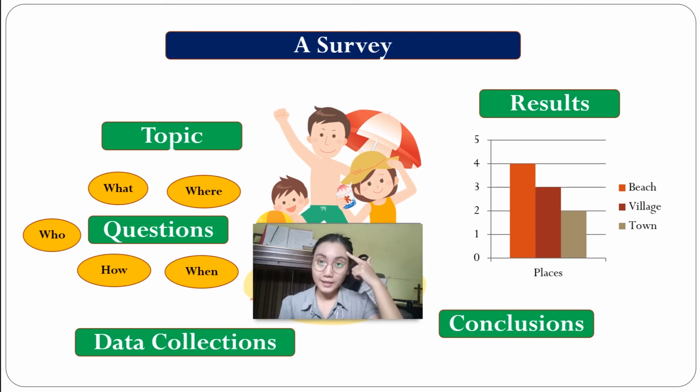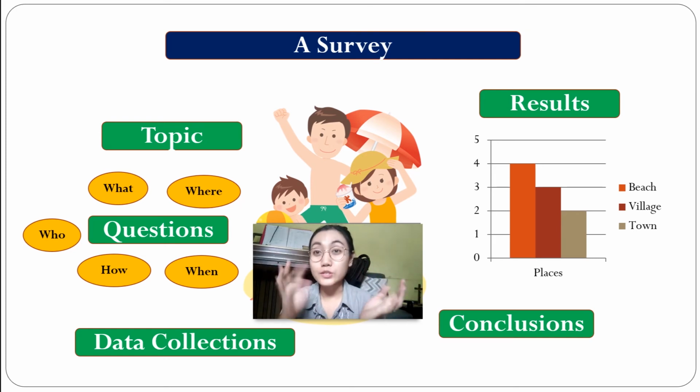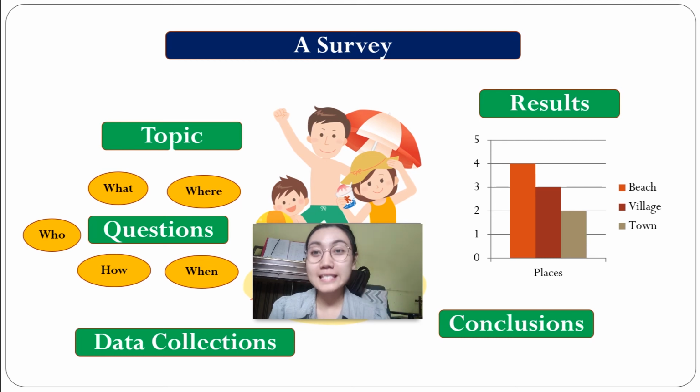After thinking about the topic, now prepare all of the questions. Tadi topik kita tentang apa? Where my friends went on holidays. So, kita sudah dapat satu kata kuncinya. Where berarti di mana. So, the question is, where did you go on a holiday? Like that. Usually, the answer is, I went to a beach, I went to a village, I went to a town, and so on.